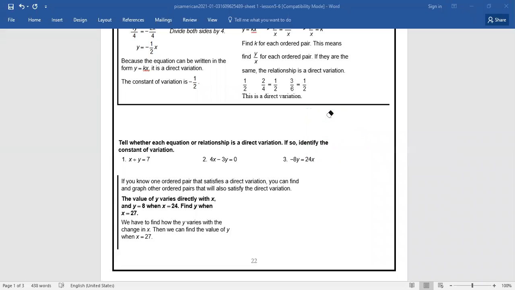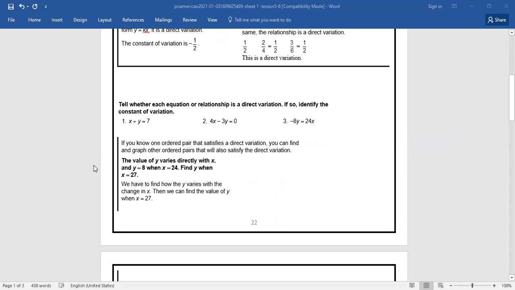Sometimes we have another type of question with a direct variation. The value of y varies directly with x. So we have two variables, y and x, and those two variables are increasing together or decreasing together. Do you remember when we talked about direct variation? Then we have y equal 8 when x equal 24. Find y when x equal 27. Is there anyone who has any idea how we can solve this question?